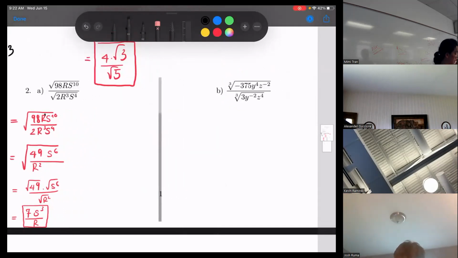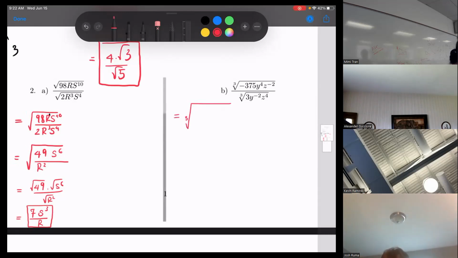All right, so B part is the cube. Now we allow negative under the odd root: cube root, fifth root, seventh root, right? So it's okay. Again, should I bring it under one cube root? Is it a good idea? It's a good idea, but why? Because what can we do next if we bring it under one root? Yeah, we can simplify, right?